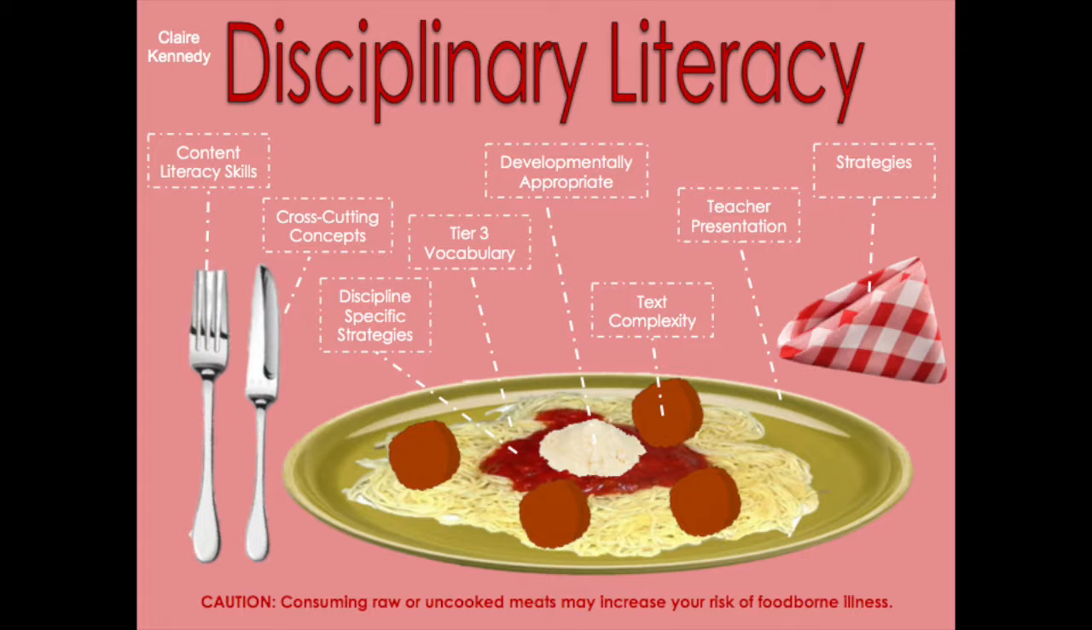The first thing we're going to look at in my analogy is at the bottom, where you see: caution, consuming raw or uncooked meats may increase your risk of foodborne illness. This is similar to the risks of author bias, where authors can be seen simply providing their readers with their version of the truth. And it is the reader's responsibility to question his or her own beliefs and assumptions while determining what is true or not true in the text.